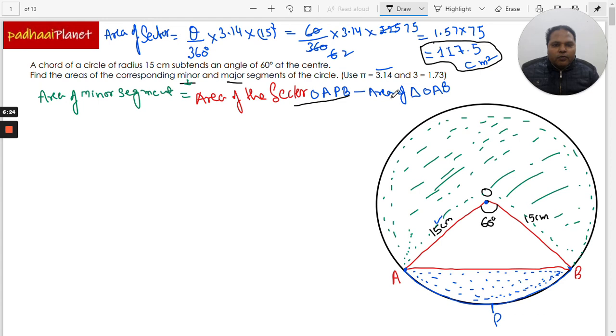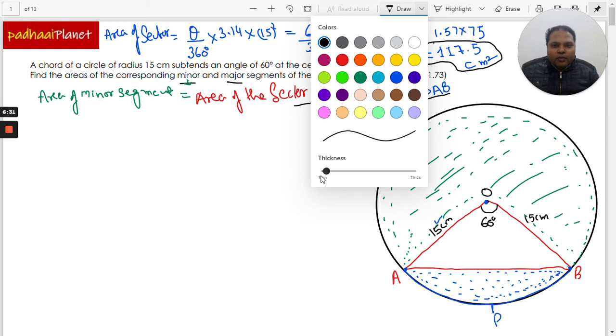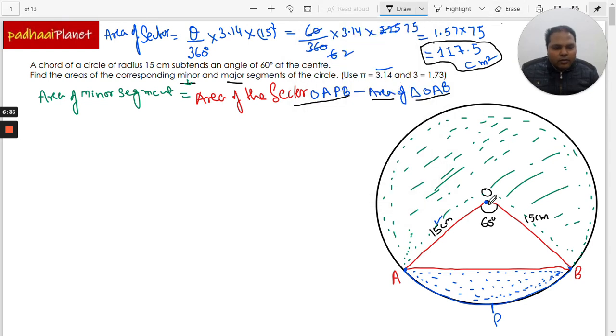And now we are going to find out the area of the triangle OAB. To find out the area of the triangle OAB, let's do a small construction, and we will drop a perpendicular from point O to the chord here, and this is a perpendicular, so this is going to be 90 degrees.